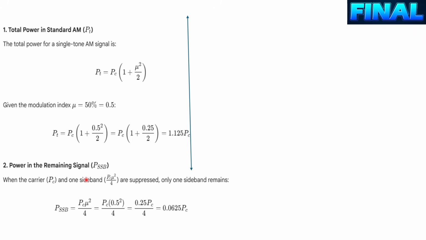Similarly, we can find the power in the remaining signal, that is in SSB, right? That will be Pc times mu square by 4, in the only one band.